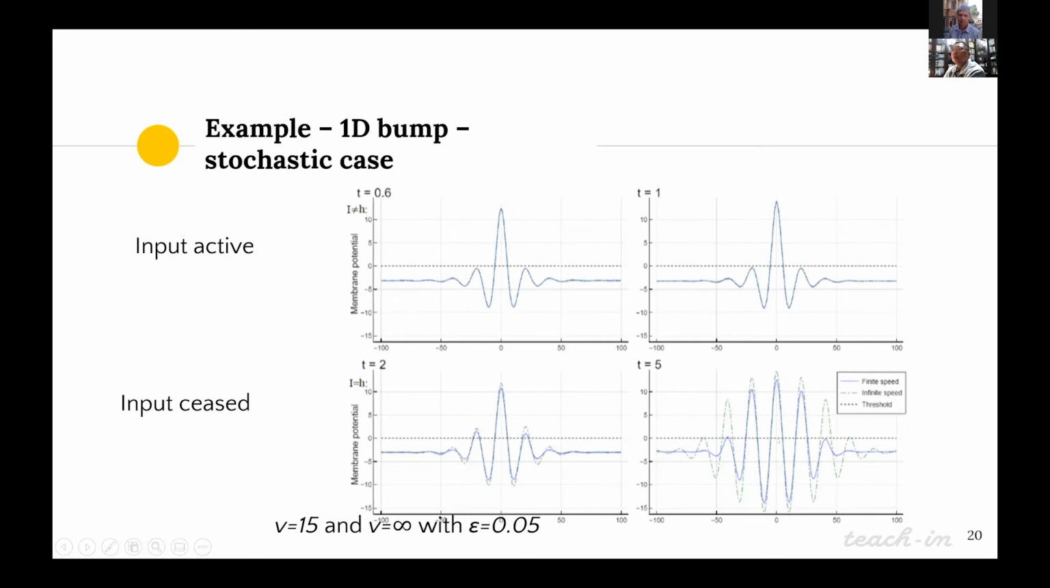What we see here is that in the stochastic case, if the noise is strong enough, and in this case the noise is characterized by epsilon equals 0.05, the response of the neural field has a different profile. Instead of one peak, it has 3 peaks. So this deformation is a consequence of the noise.